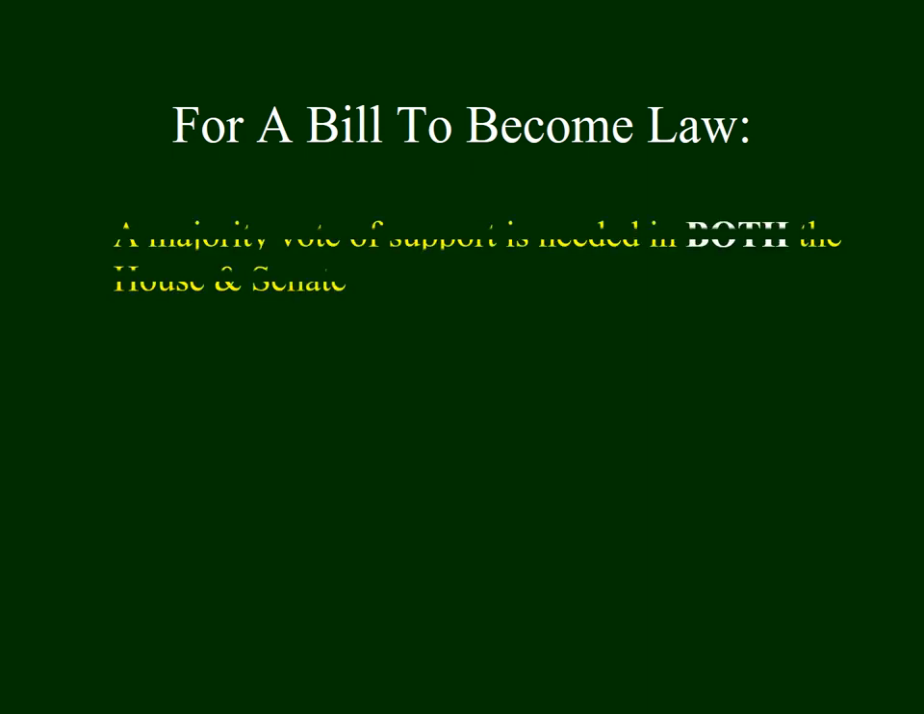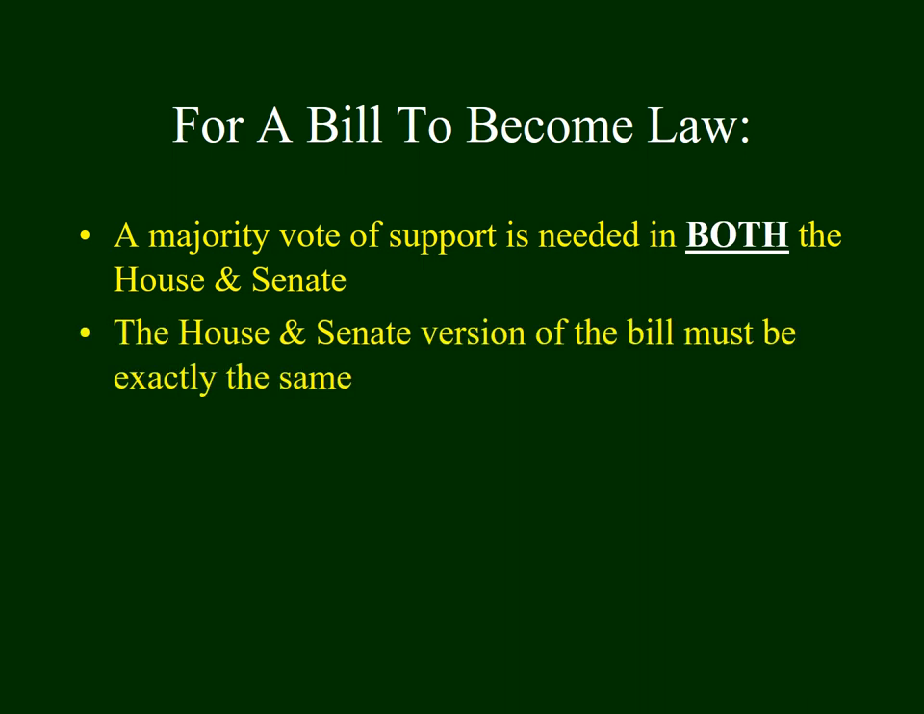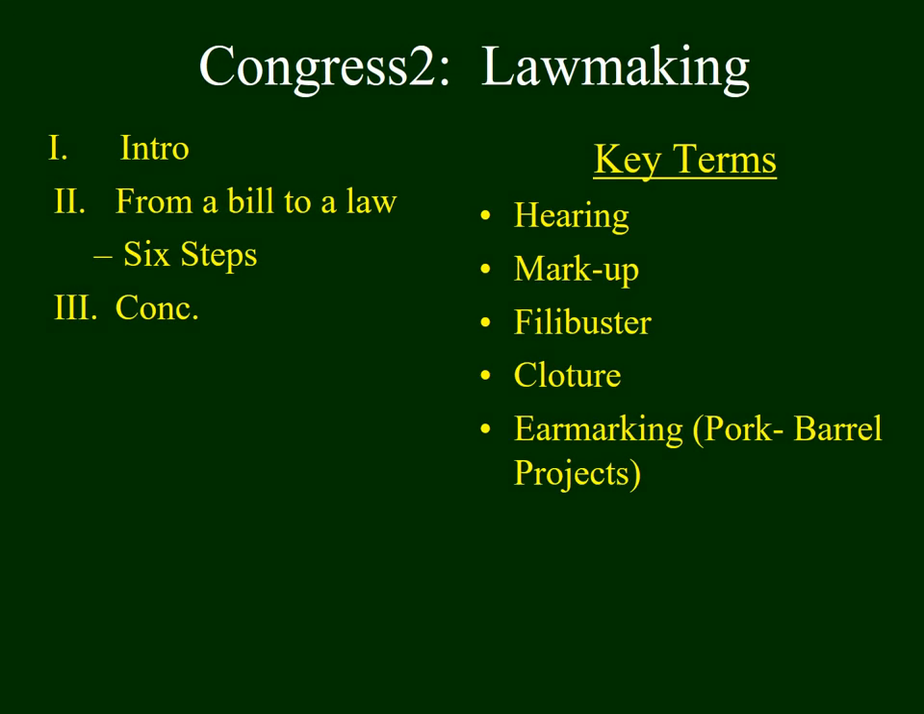So before we get started on some of those specific steps, I did want to start with two concepts. First of all, for a bill to become a law, a majority vote in support of a proposal is needed in both the House of Representatives and the Senate. Secondly, the House and Senate version of a bill has to be exactly the same. So if they support a tax increase, let's just say, the House and the Senate have to support it at the same level. All the I's have to be dotted the same. All the T's have to be crossed the same. Okay? So these are two key concepts.